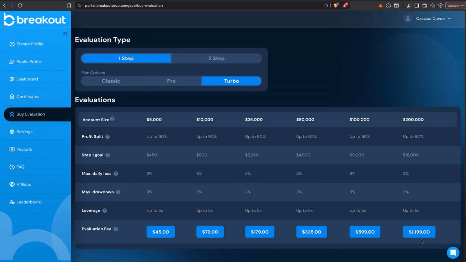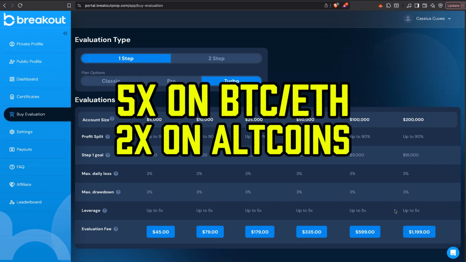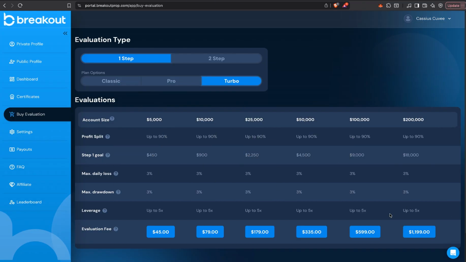And the other thing is the built-in leverage. I have other videos that explain leverage, a really great video I'll put up here in the corner. It's one of the hardest things for a Breakout Prop trader to wrap their head around when they're new. Even if you're an experienced trader like I was before I started trading on Breakout Prop, I still had to get used to the built-in leverage. You get up to 5x on Bitcoin and Ethereum and 2x on everything else, but you don't really see it. What you see is your P&L moving 5 times faster and your trading fees 5 times higher.